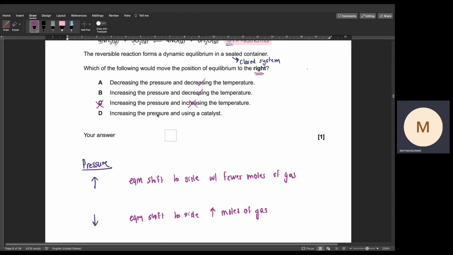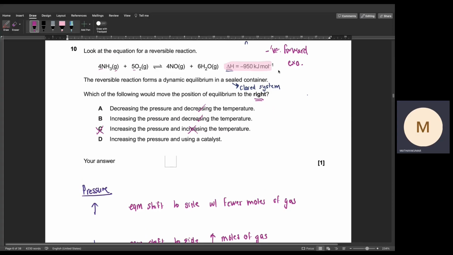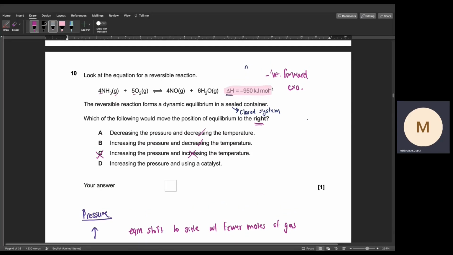We also need to think about what we can do to pressure. We need to work out the number of moles of gas on either side. So on the left-hand side, we've got 5 plus 4, so 9 moles of gas on the left-hand side. And on the right-hand side, we've got 4 plus 6, which is 10 moles of gas. And they're all gas, which is good. So we can add all of those up.